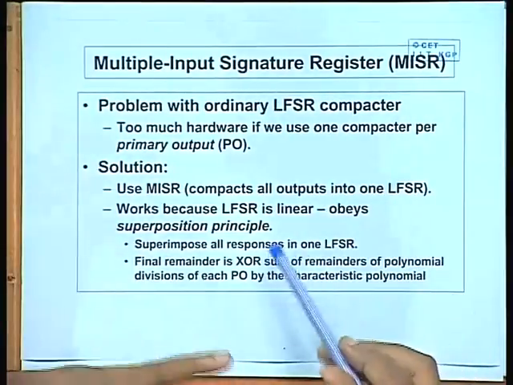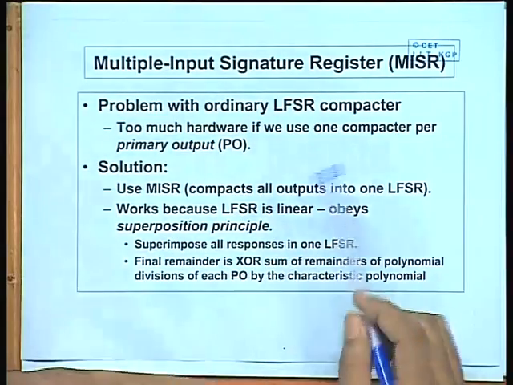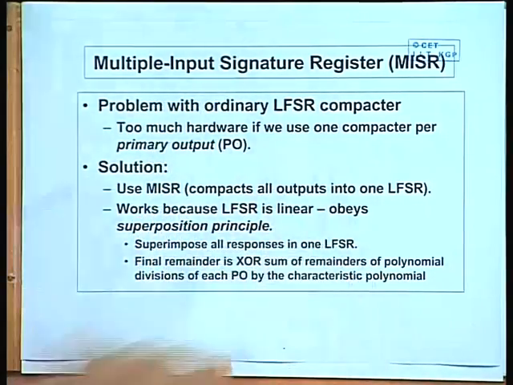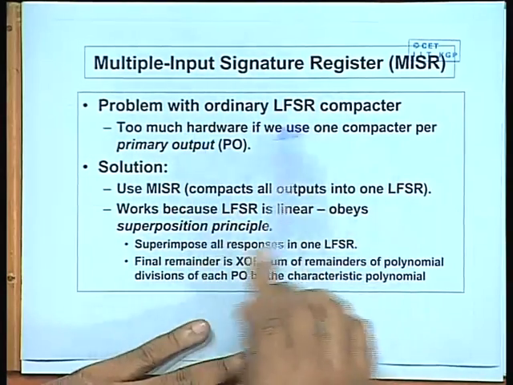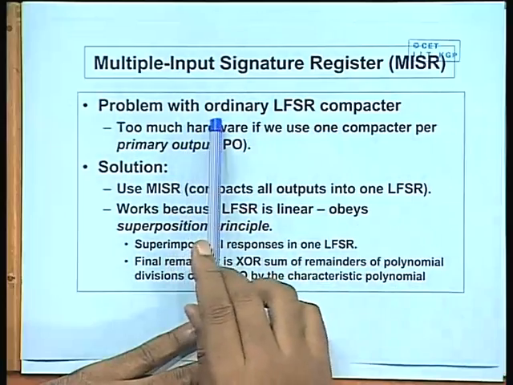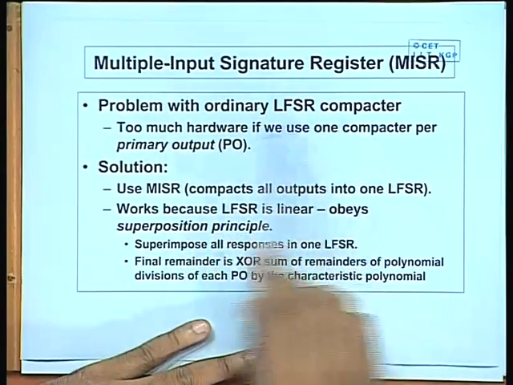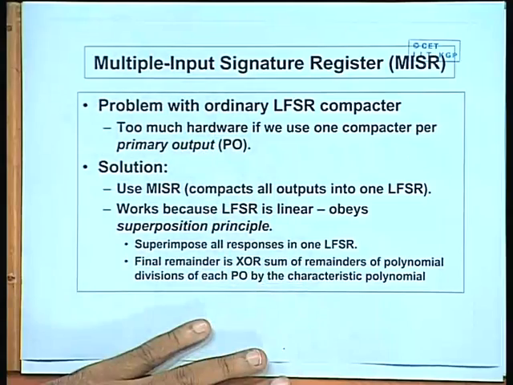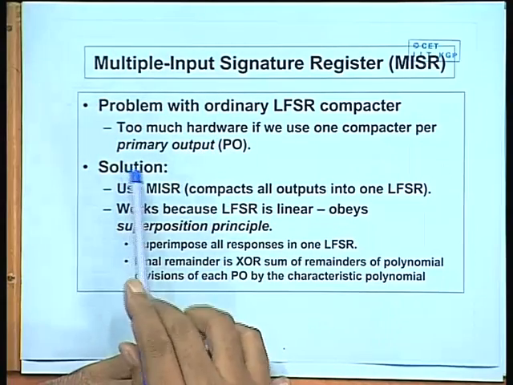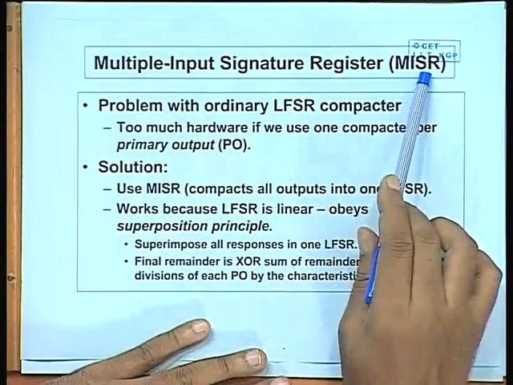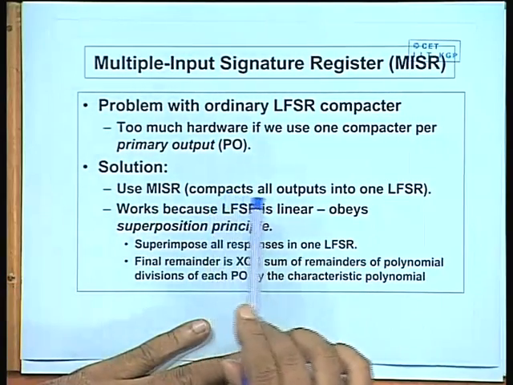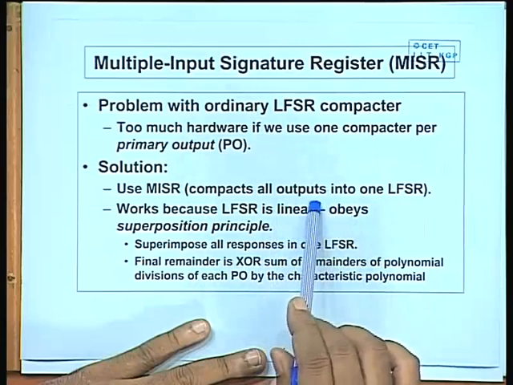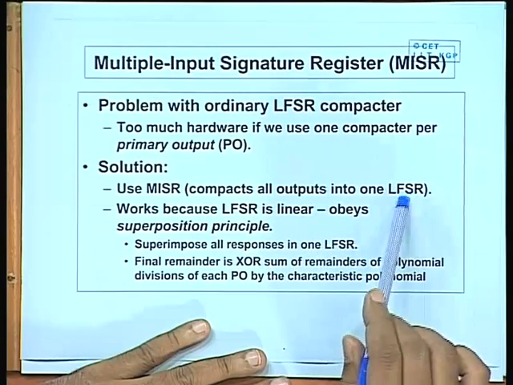So some people proposed an extension to the linear feedback shift register. This is called multiple input signature register or MISR. This is what we have just mentioned with the diagram, that if you use an ordinary LFSR compactor, one with each output, then we need too much hardware. So the solution is to use a signature register where there are multiple inputs. You can compact all the outputs simultaneously into one LFSR. This is the crux.